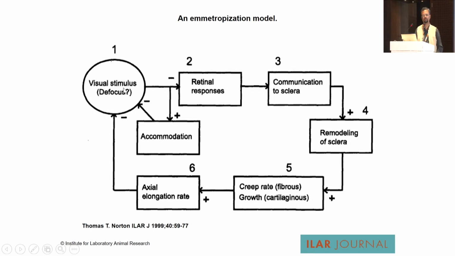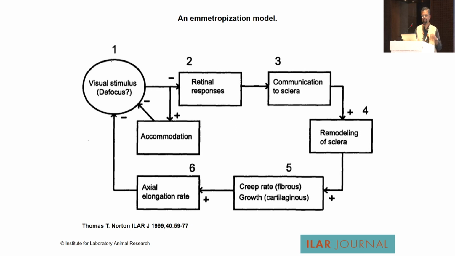So this is the arc which has been proposed. So there is a defocus on the retina which leads to a retinal response. So the retina is not getting a clear image, so it sends a signal to the sclera in order to grow. So when the sclera grows, the retina goes back with it, and then the image is focused on the retina.